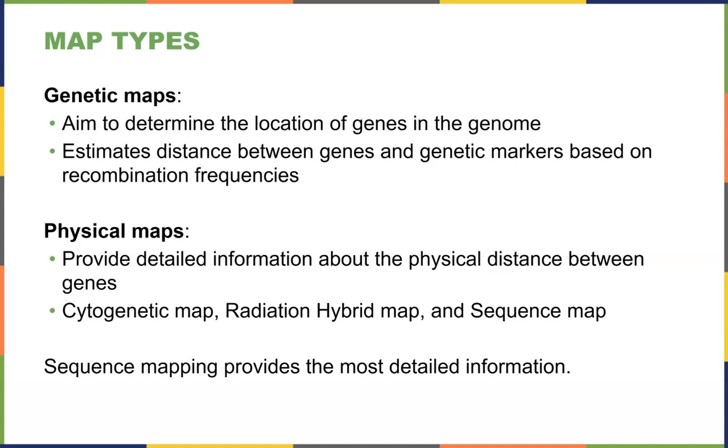Physical maps of a genome provide detailed information about the physical distance between genes. So a cytogenic map, a radiation hybrid map, and a sequence map are all different types of maps that we could find, or that we have for these things.